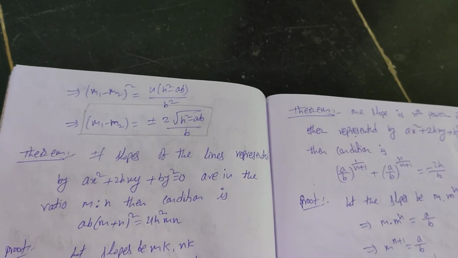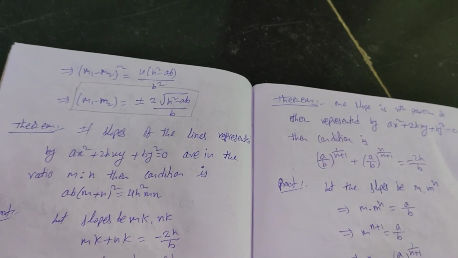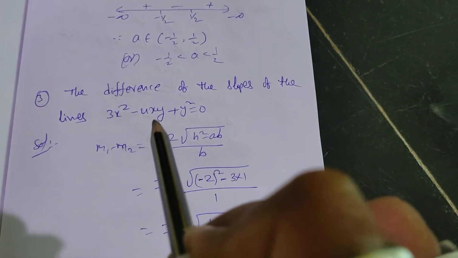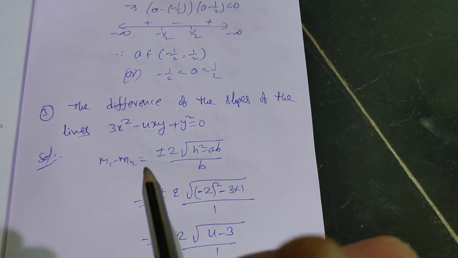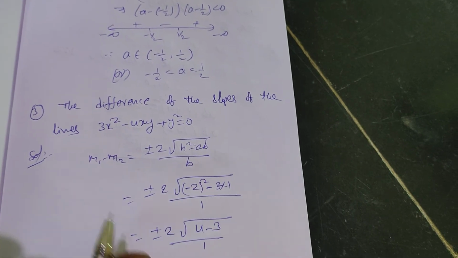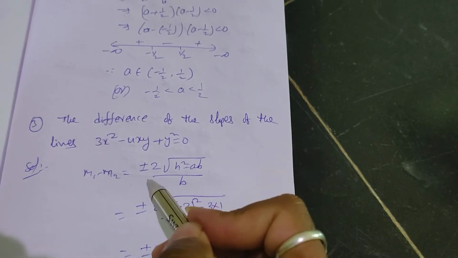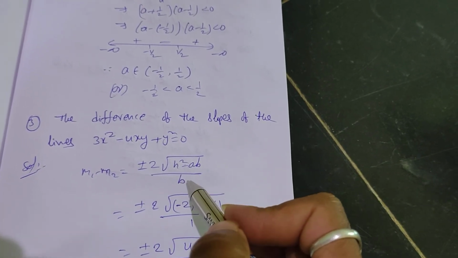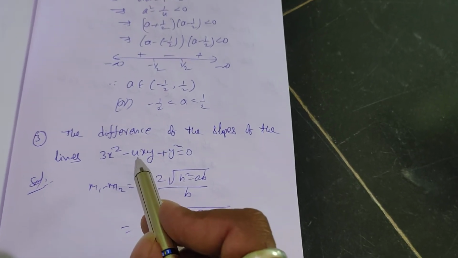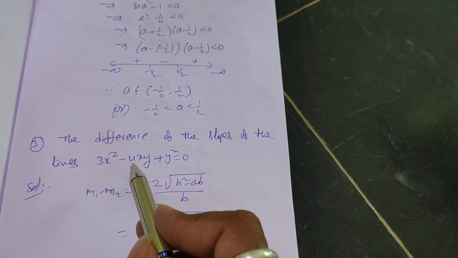Okay, based on this one, you see one problem. The difference of the slopes of the lines 3x square minus 4xy plus y square is equal to 0 is asked. Difference means m1 minus m2. m1 minus m2 is equal to, what is the formula actually, plus or minus 2 into root over h square minus ab by b. That is equal to plus or minus 2 into, here 2h means minus 4, so h means minus 4 by 2.